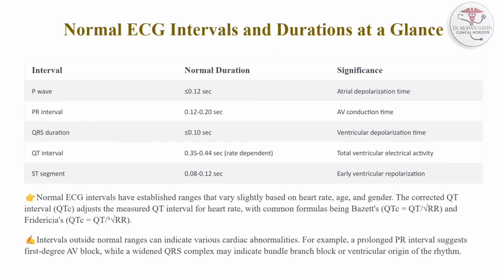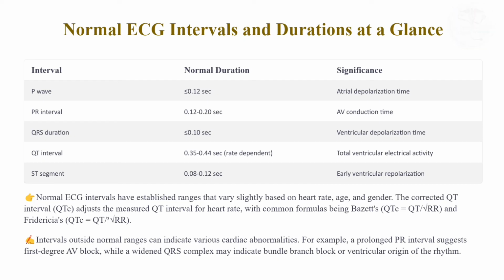Normal ECG intervals and duration. At a glance, each ECG component has a defined normal range, deviations from which can indicate pathology. The P wave should be less than 0.12 seconds. The PR interval should range between 0.12 and 0.20 seconds. The QRS complex should be 0.06 to 0.10 seconds, and the QT interval should remain within normal heart rate adjusted limits. Recognizing these normal values is crucial for detecting arrhythmias, conduction blocks, and electrolyte disturbances.